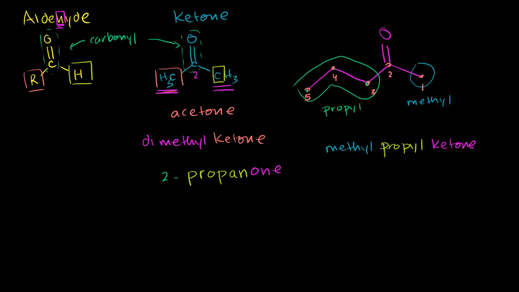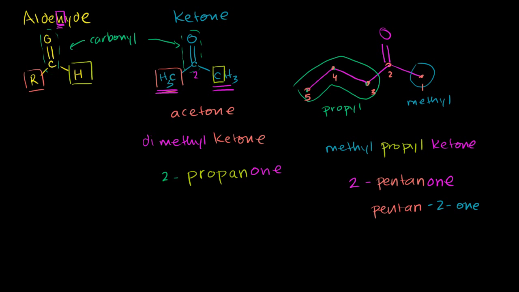So we said the prefix would be pent. And instead of saying it's pentane, you say it's pentanone. And to specify where the carbonyl group is, you say it's 2. This is 2-pentanone. And you might also see it written as pentan-2-one. Either one of these would be acceptable.